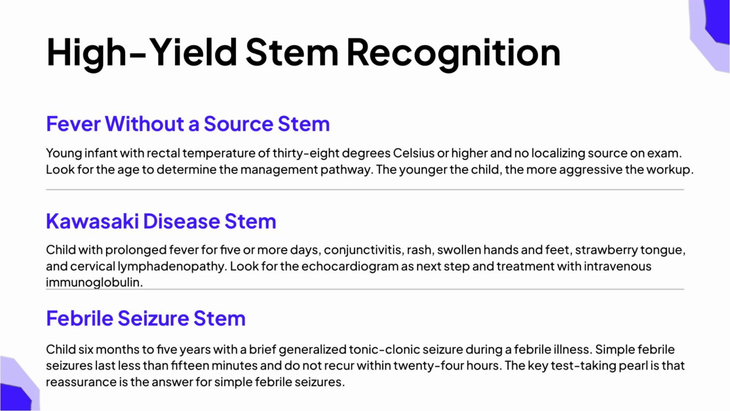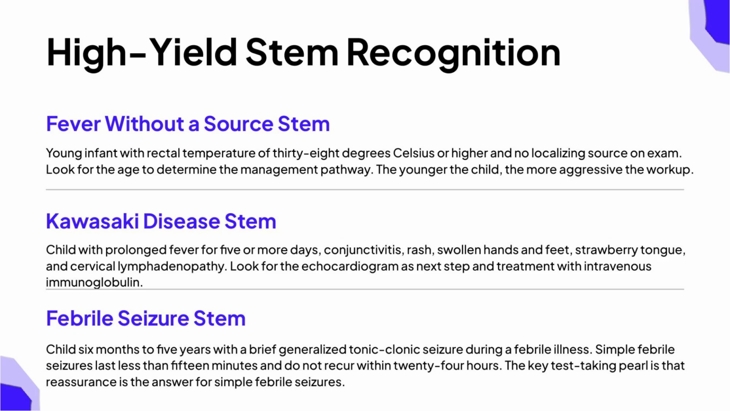For Kawasaki disease, look for a child with prolonged fever for 5 or more days accompanied by conjunctivitis, rash, swollen hands and feet, strawberry tongue, and cervical lymphadenopathy. The next step is an echocardiogram and treatment with intravenous immunoglobulin.